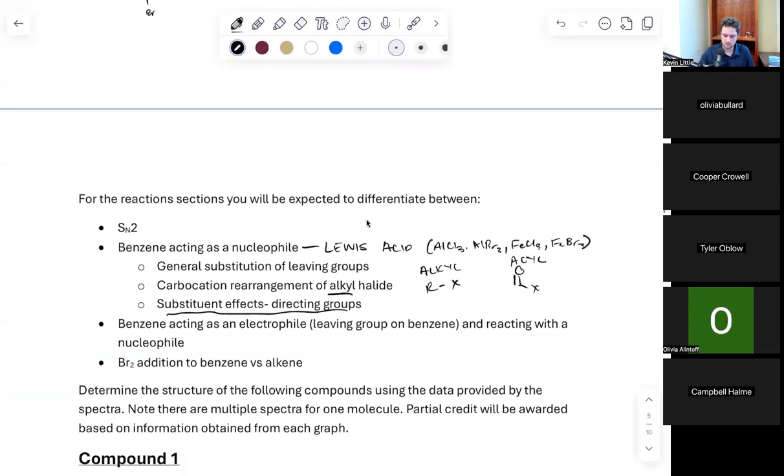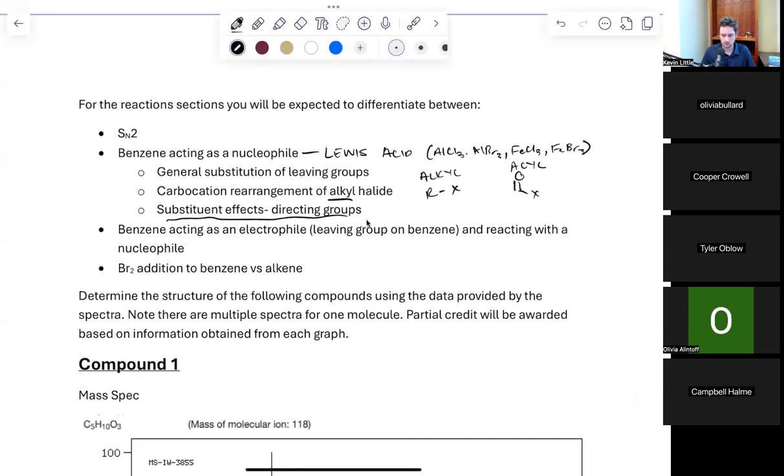Okay, so the family of reactions here when benzene's acting as a nucleophile is called electrophilic aromatic substitution. This is the technical name, because you are substituting the aromatic benzene with an electrophile. That's where that name comes from. So people call it EAS, electrophilic aromatic substitution.